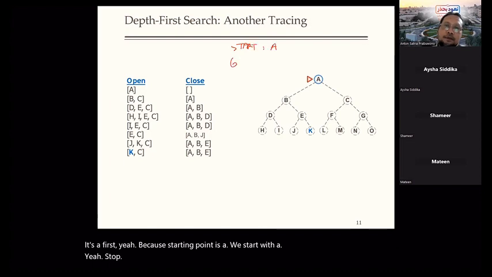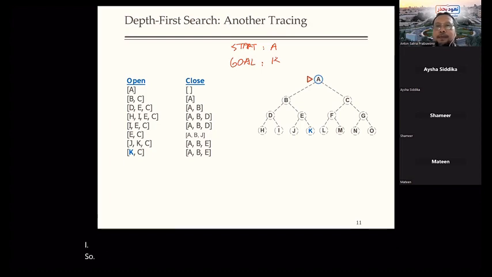Yeah, and the goal is K. Right? So we use the open and close here. So A is open and close is nothing, still at the first layer. And then we have B and C. A is the parent or root, and B and C are its children actually.